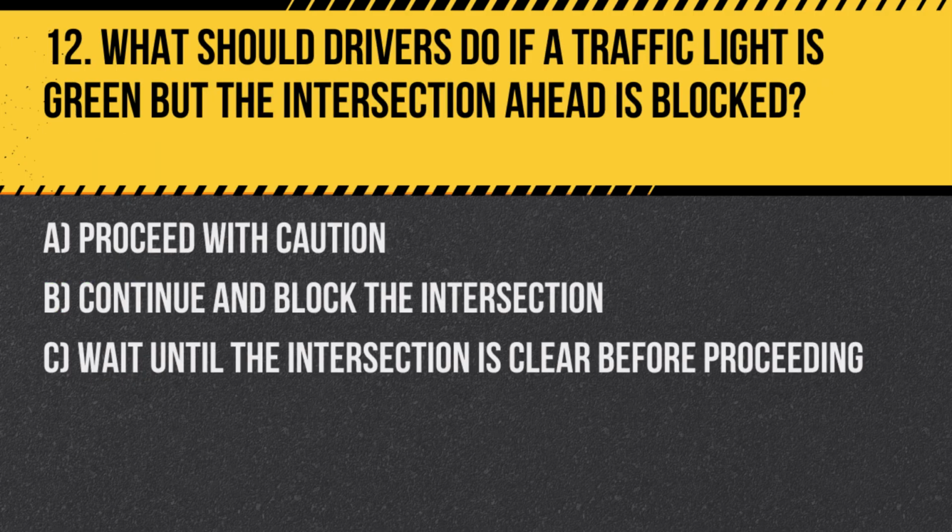Question 12. What should drivers do if a traffic light is green, but the intersection ahead is blocked? A. Proceed with caution. B. Continue and block the intersection. C. Wait until the intersection is clear before proceeding.